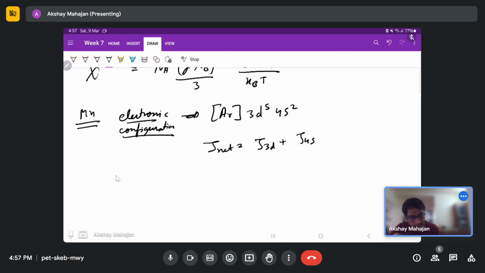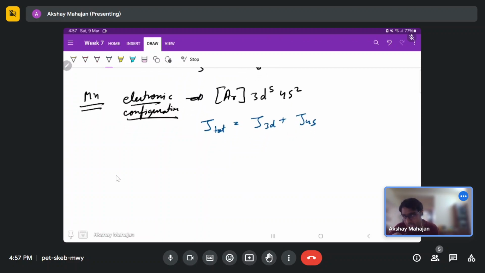In this kind of problem, we don't have ions, but we have basically two shells. But basically we will find the J total. That will be equal to J from the 3d shell plus J from the 4s shell. I know that I can calculate J for the 4s shell, so let's just calculate it as well.